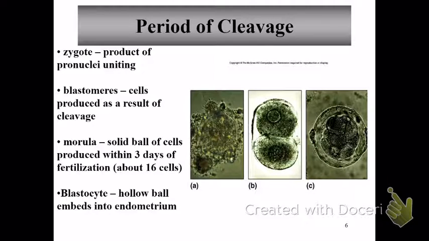So here's cleavage. That's where the zygote is doing mitosis rapidly. Period of cleavage. The blastomere cells produced as a result of cleavage. So mitosis happening really fast, dividing. Morula, solid ball of cells produced within 3 days. It's about 16 cells. The blastocyst is hollow, and the cells are starting to move around, starting to differentiate.